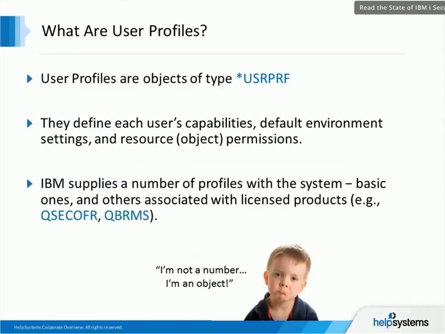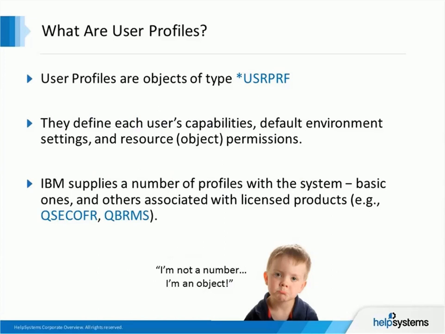Now, these user profiles are actually objects on the system. So you can do a work object and find all user profiles. And inside that user profile, there is a definition telling the system what type of capabilities that user will have, the environmental considerations such as their default out queue or their job description, as well as indicating resource or object permissions. The operating system comes with a number of these predefined.